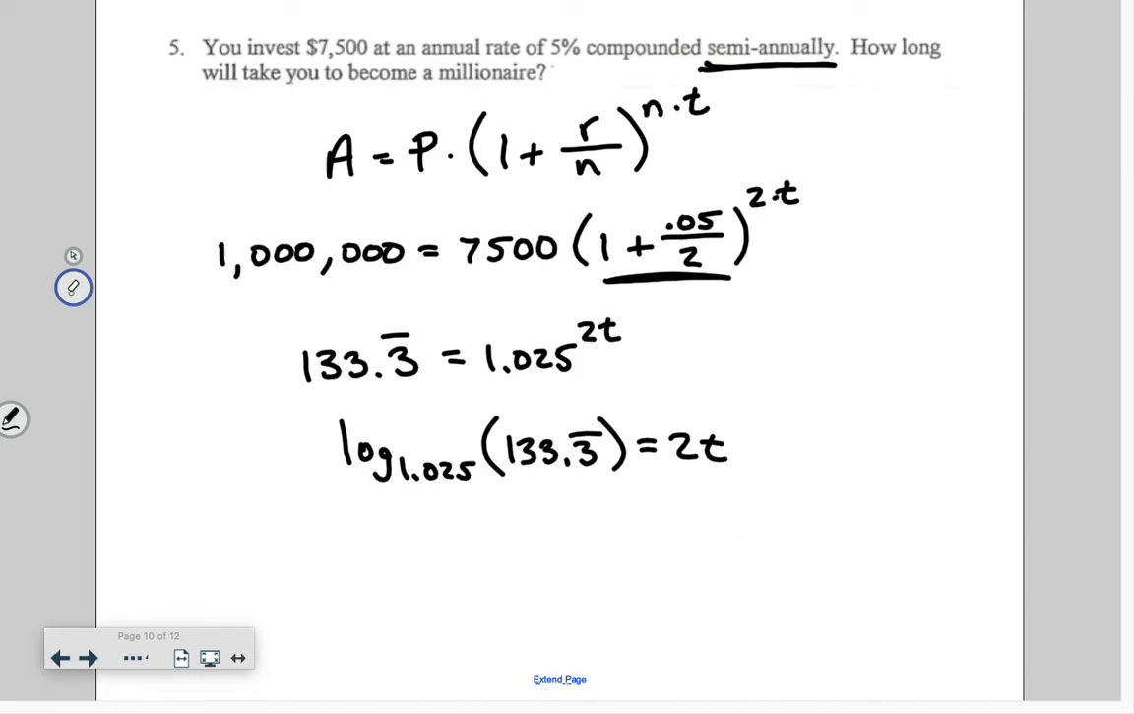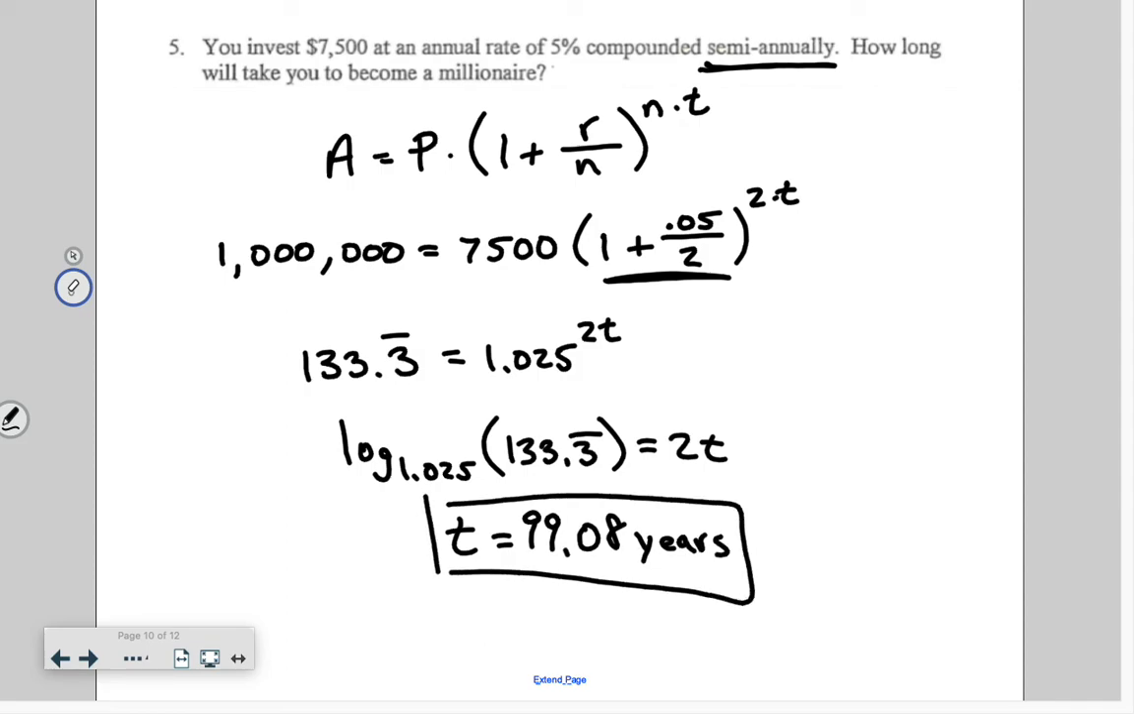And now the calculator comes into play again. Type the log in, see what you get, and then divide it by 2. What you should find in this one, if you started in this case, how long is it going to take you to become a millionaire? About 99 years. Okay? 99.08 years is what you end up with. And therefore, your kids or grandkids can enjoy that $1 million for you. Okay?